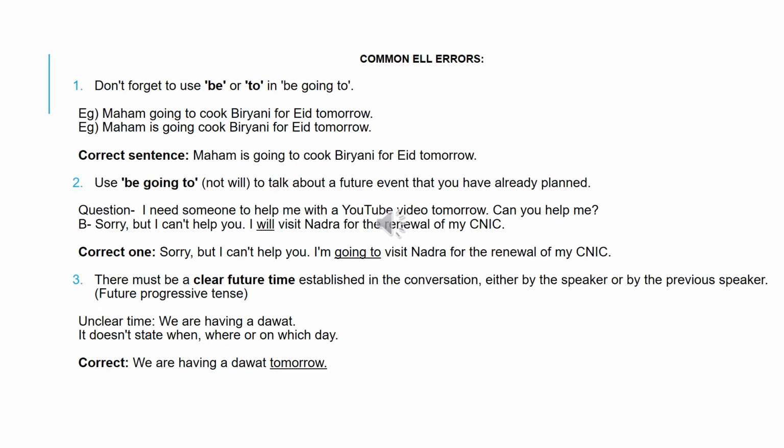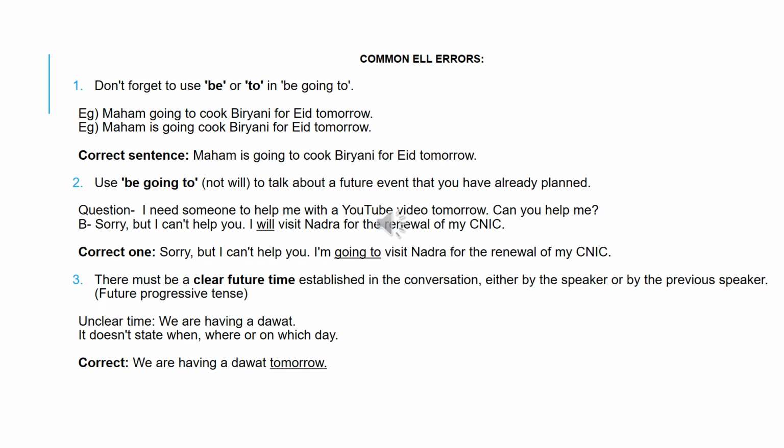Alright, coming towards the other section, the common ELL error section. This is where we're going to be talking about the errors that English language learners commit when talking about the future time. The first error is when they forget to use be, the helping verb, or to use to in a be going to sentence. Let's try to understand this error by the example.